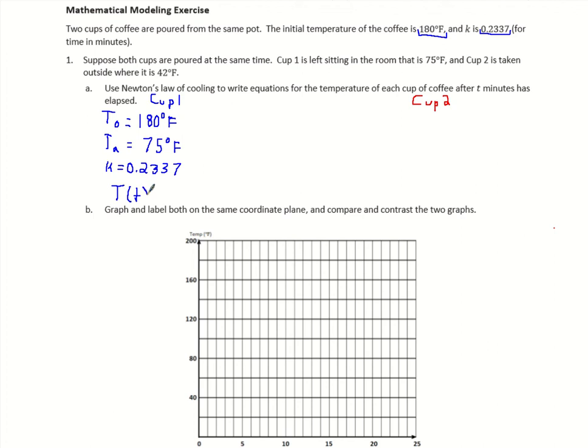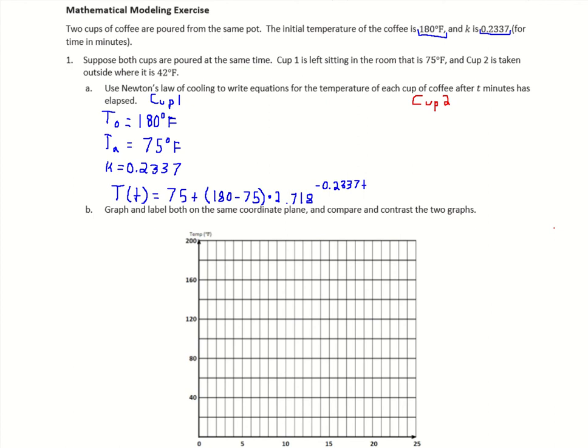Temperature in regards to time is going to be equal to T sub A, so 75, plus T sub 0 minus T sub A, so our starting temperature minus the temperature of our room, times 2.718 to the negative K, which will always be 0.2337 times T. So there's our blue equation.